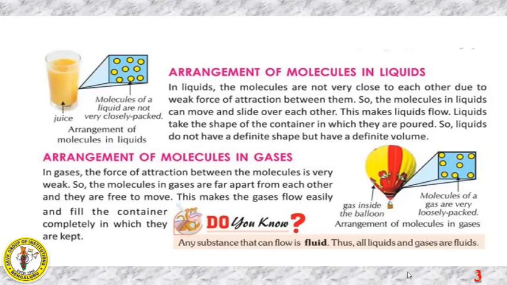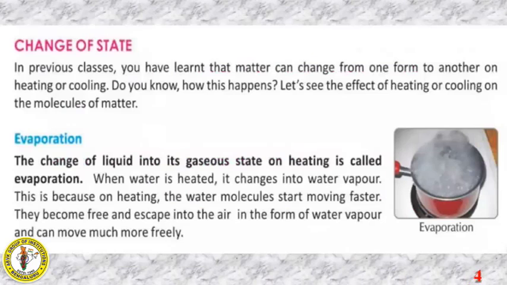Any substance that can flow is a fluid. Thus, all liquids and gases are fluids. What are they telling us? The substances that can flow are called fluids. Gases can flow and liquids can flow, so both gases and liquids are called fluids.